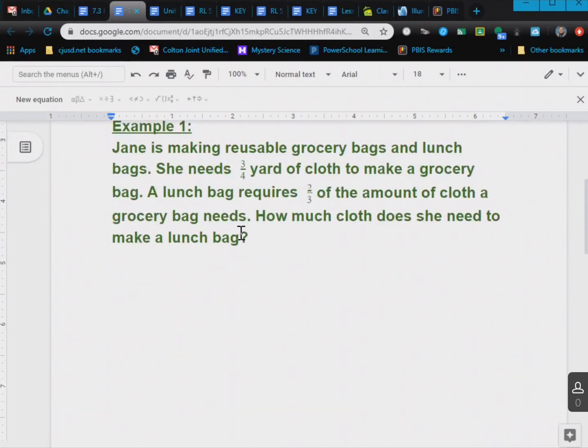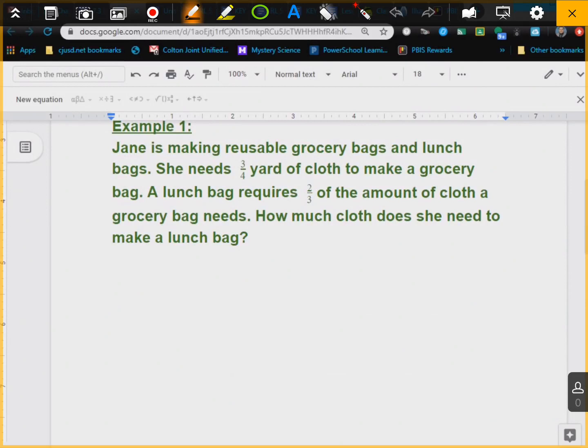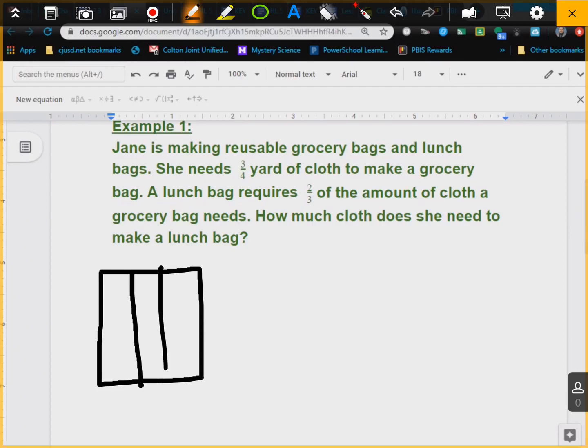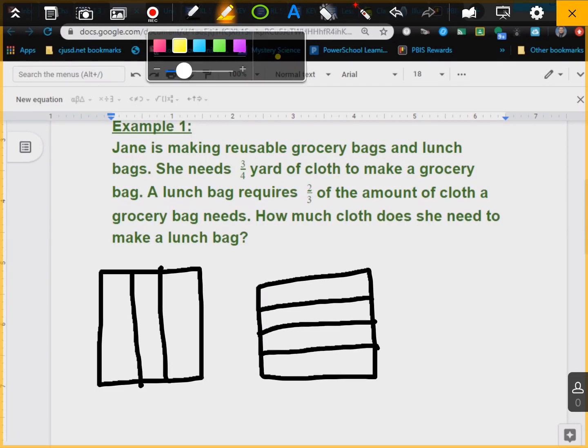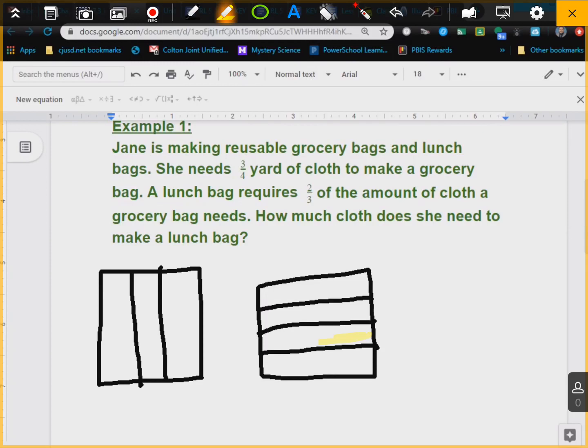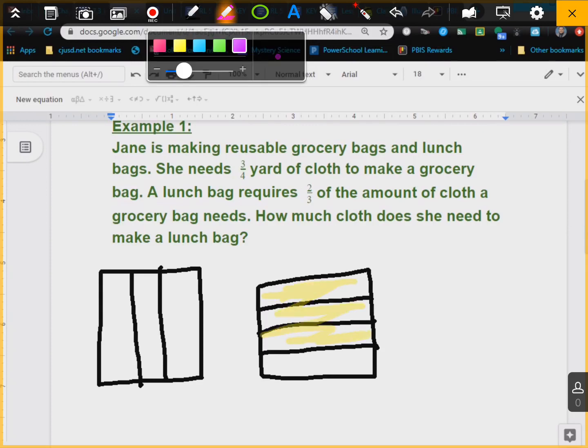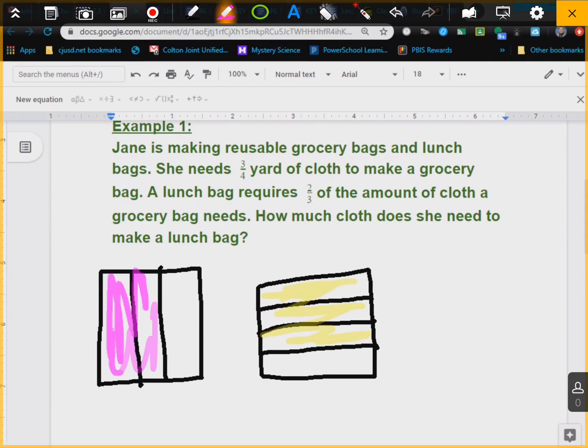Here's the first example, which you should write down. Jane is making a reusable grocery bag and lunch bags. She needs 3/4 yard of cloth to make a grocery bag, and then she needs 2/3 yard of cloth to make a lunch bag. So here's what 3/4 looks like. Okay, it's you highlighting 3 out of 4, and here's what 2/3 looks like, highlighting 2 out of 3. Okay, it's asking how much cloth does she need to make a lunch bag.